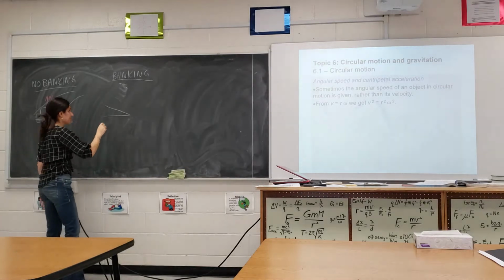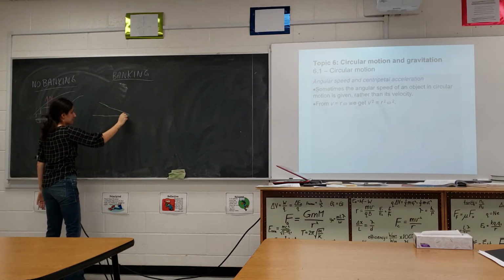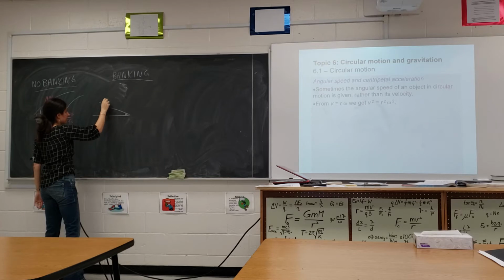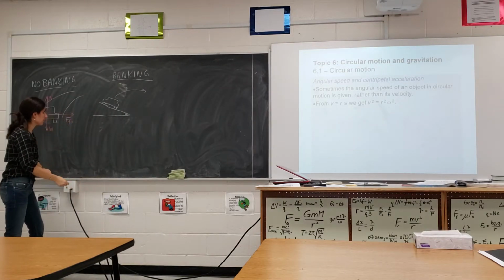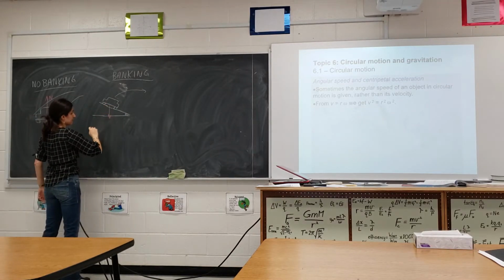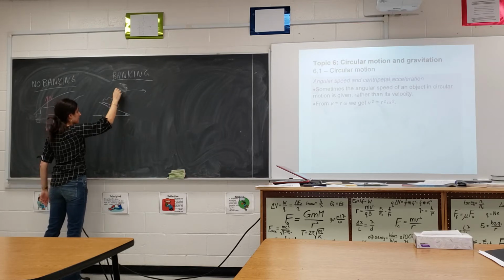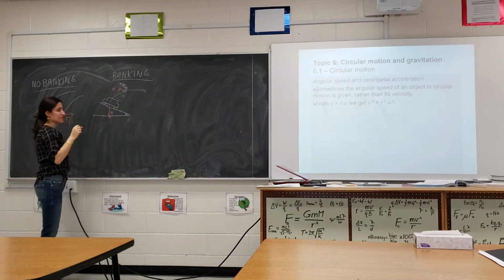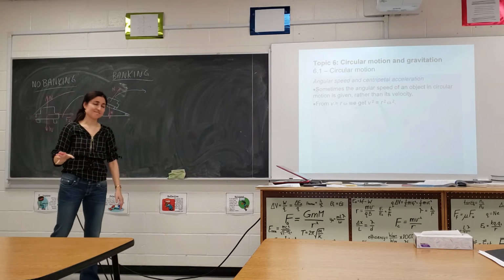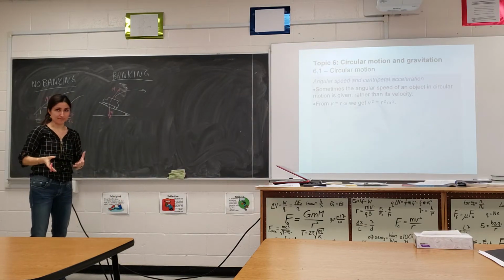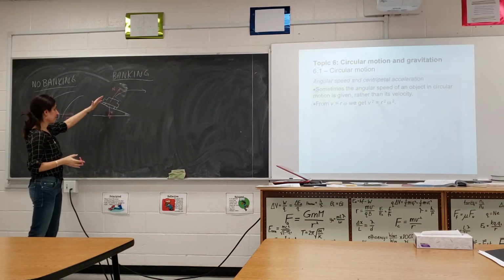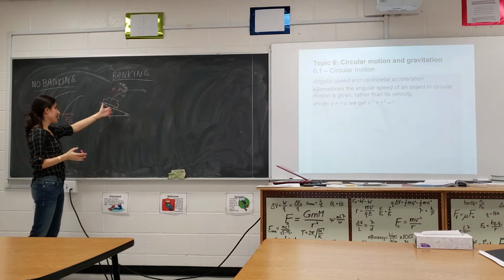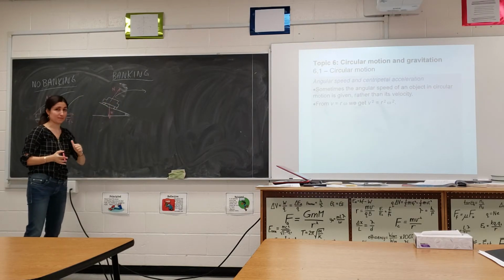If I bank the turn, so I have this banking angle theta, and I've got my car, and it's trying to take a turn. Okay, let's draw the forces acting on the car. Well, I've got weight, just like I did before. I've got my normal force, just like I did before. And now this is the tricky part, static friction. It depends how fast you're going, okay? If you're taking the turn very slow, you're going to tend to fall down this ramp, and your static friction will actually point up the ramp, all right?